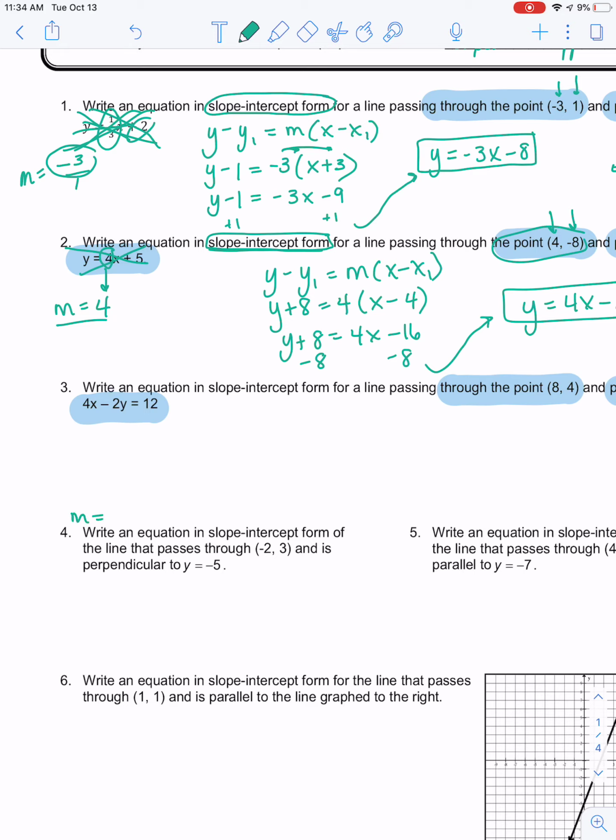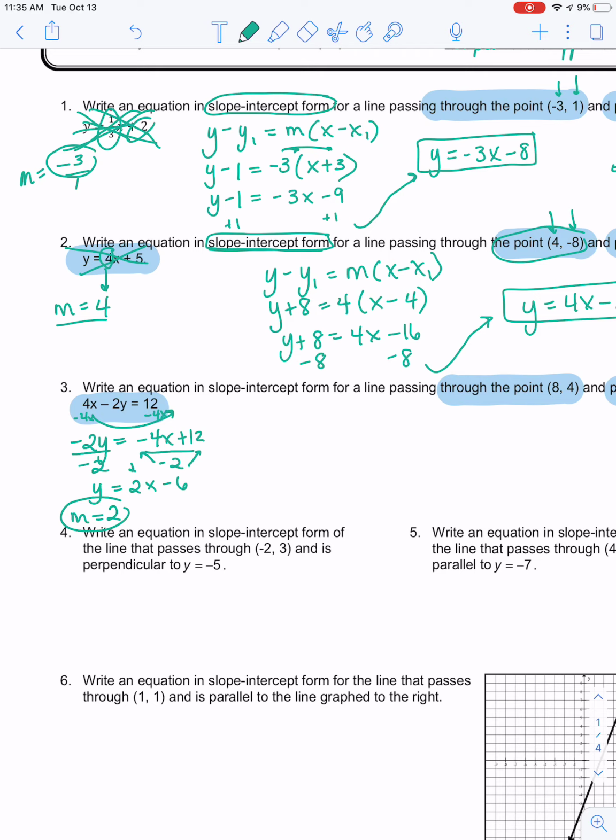So before I'm able to pull out whatever m is here, I need to move things around so that this looks like y equals mx plus b. So I'm going to move that 4x over. So negative 2y equals negative 4x plus 12. I just subtracted 4x from both sides. Then I need to divide both sides by negative 2 to get that y by itself. So y equals positive 2x minus 6. Remember, this negative 2 gets divided by both pieces. Now that it's written this way, I can confirm the slope is 2.